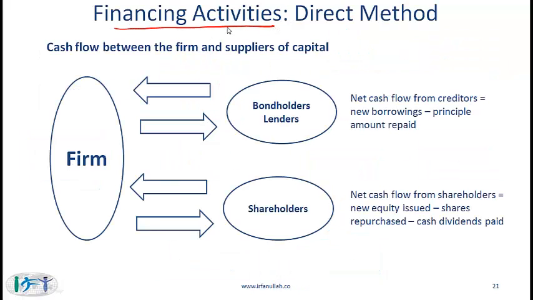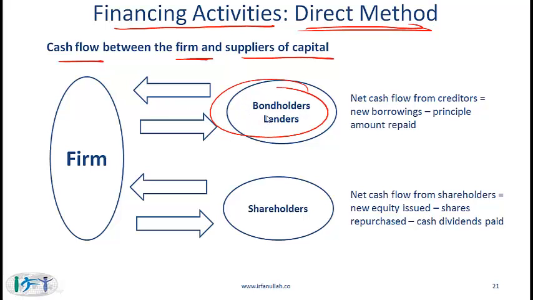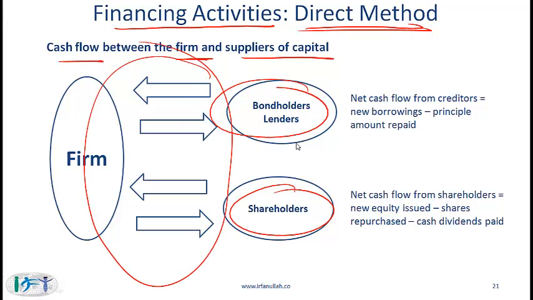Coming now to financing activities, and as I mentioned before, both with investing activities and financing activities, we only have the direct method. There is no indirect method. Financing activities deals with cash flow between the firm and suppliers of capital. The major suppliers of capital are either lenders or bondholders and shareholders, be they common shareholders or preferred shareholders. So all this cash flow needs to be shown on the financing segment of the cash flow statement. It's referred to as the CFF, cash flow from financing.